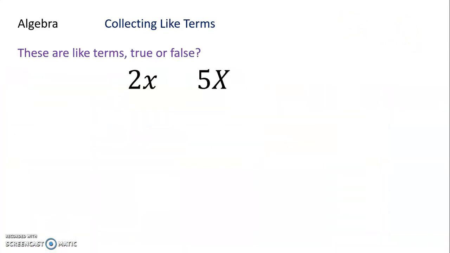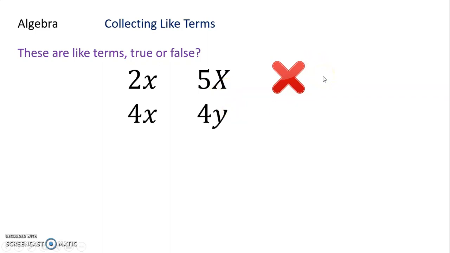Okay, this is a true or false exercise. Can you play along? Pause the video if you need to have a bit of time to think about whether these are true or false. So first of all, 2x and 5 capital X, these are like terms, true or false. You should have decided that this is false, and that's because a capital X is a different variable to a small x. It could take a different value. It could be representing a different amount.